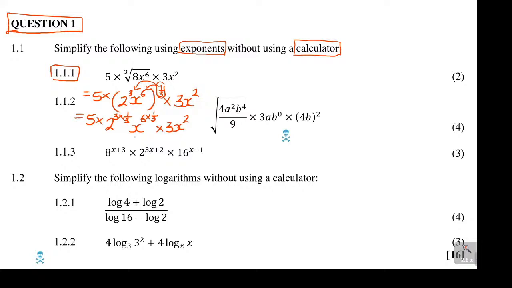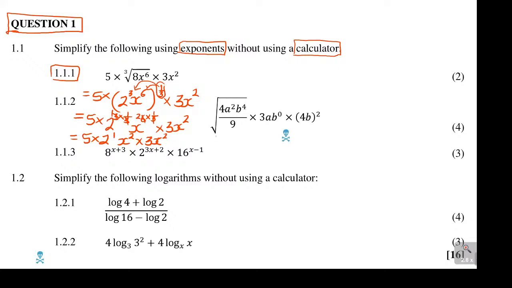Which is equal to, now you can simplify that to get a power. You can say 6 times 1/3, you can use a calculator there, but you'll get a 2. So what you have is 5 times 2 to the power of 1, x to the power of 2, times 3x to the power of 2. So this is what you're having.